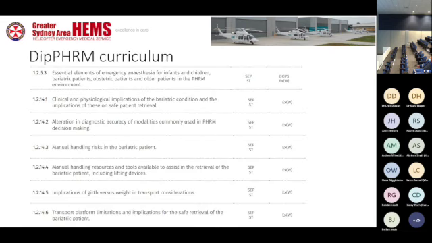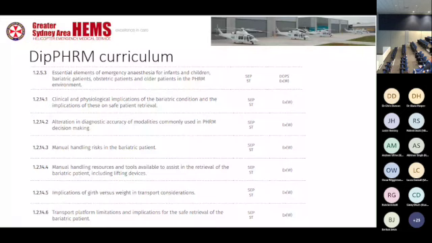I've put in the elements of the DipPHRM curriculum. Is that coming through? Yeah, elements of the DipPHRM curriculum coming through. You don't need to read them all, but just be aware that it is on the curriculum. So I think it is something that could easily come up in exams. I think it's an easy modifier for a lot of practical stations like RSI.